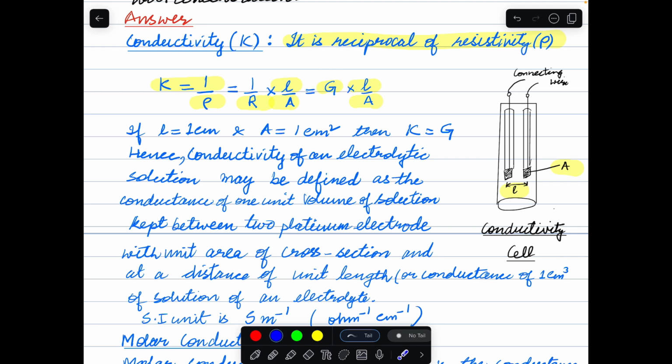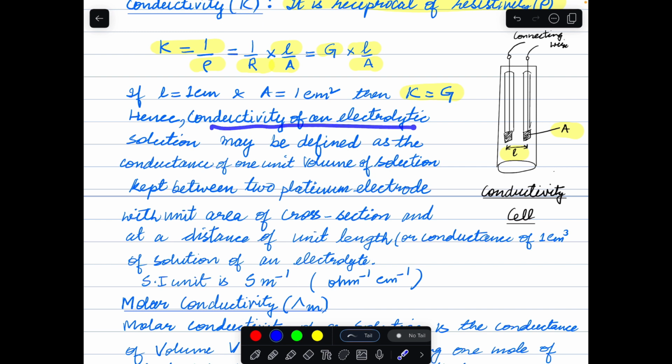Now if the length is 1 centimeter and the cross-sectional area is also 1 centimeter squared, then conductivity is equal to conductance. Therefore we can define in the same manner that the conductivity of an electrolytic solution may be defined as the conductance of 1 unit volume of solution kept between two platinum electrodes with unit area of cross section and at a distance of unit length. So here L is 1 centimeter and A is 1 centimeter squared. In this case your conductivity is nothing but the conductance.